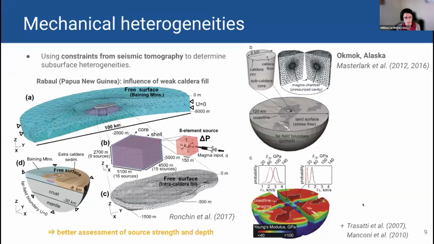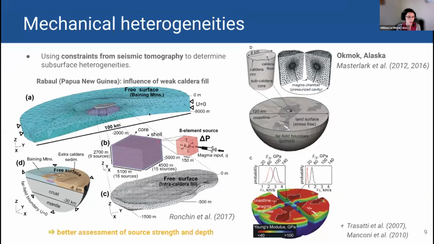We know that the crust is most likely not homogeneous, especially in volcanic areas. And the specific distribution of material properties is really what's going to control how the stress applied to the chamber walls translates to the surface deformation. So one way to know about those heterogeneities is to use material properties derived from seismic tomography.